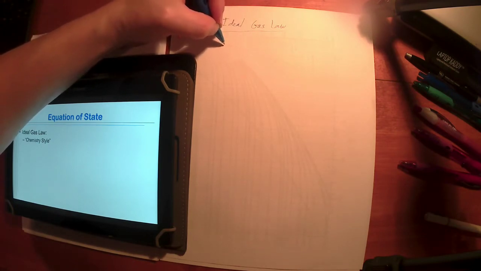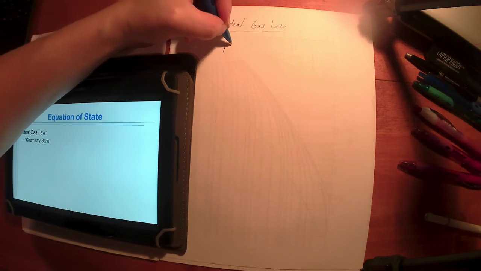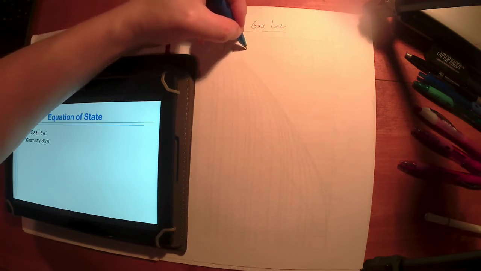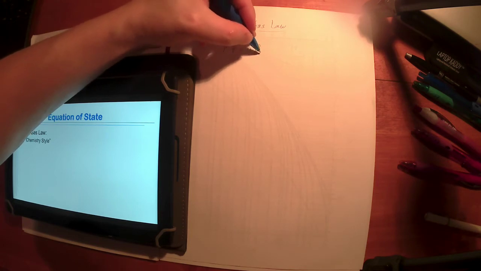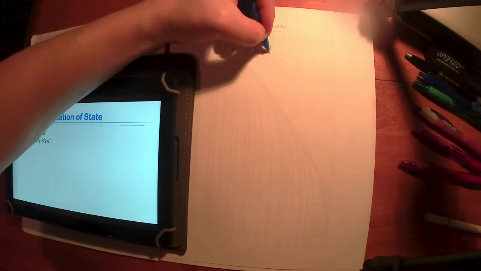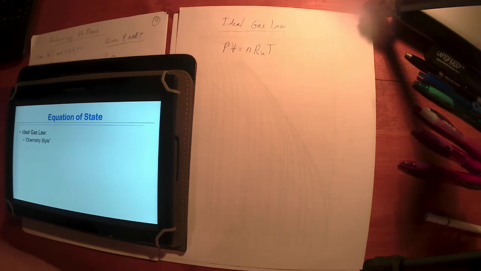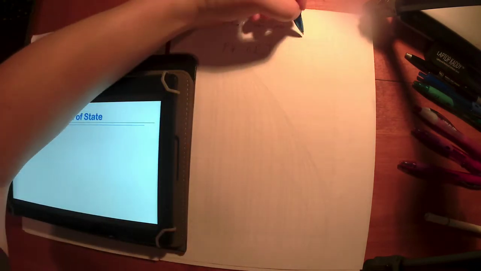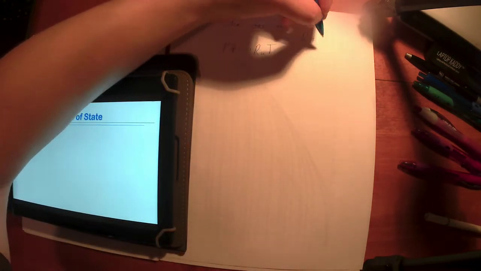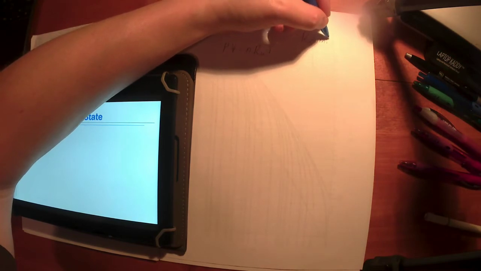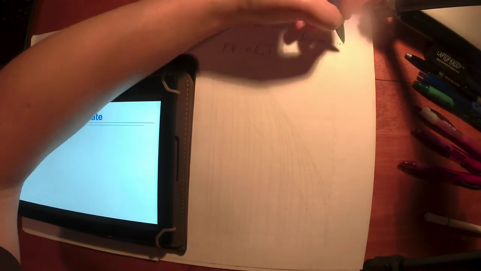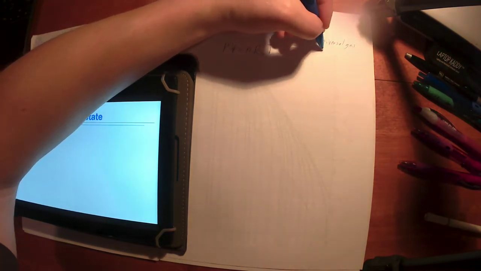Now, what you've probably seen in your chemistry class is something like this, where we would say, well, P times V is equal to N times R sub U. Right? That's R sub U. It's not R times U. It's R sub U. This R sub U is the universal gas constant.